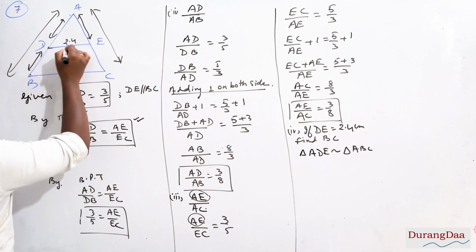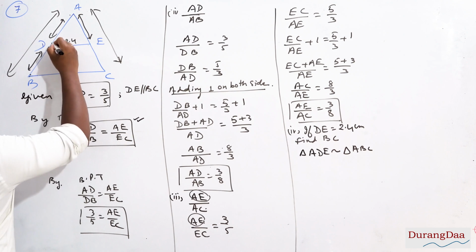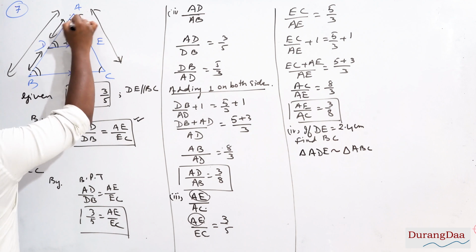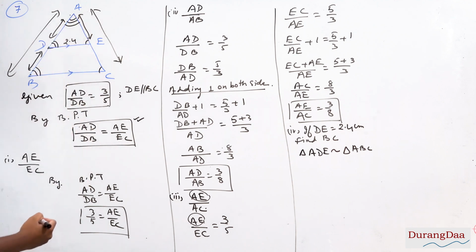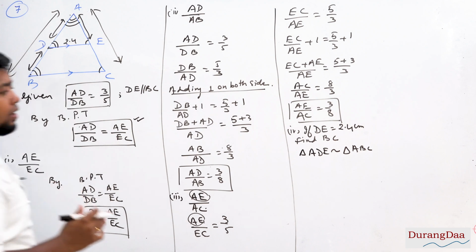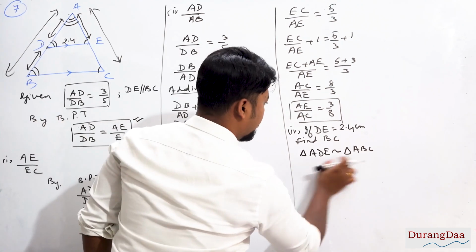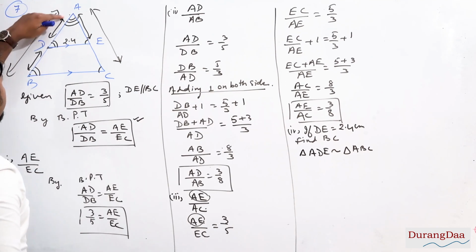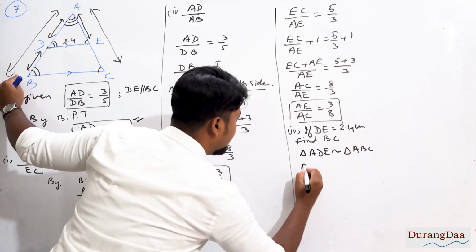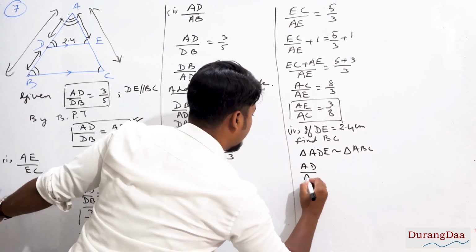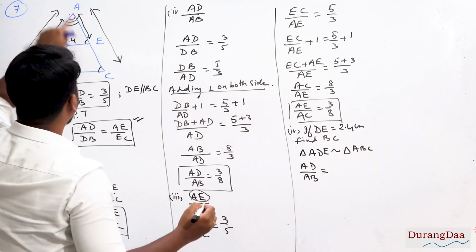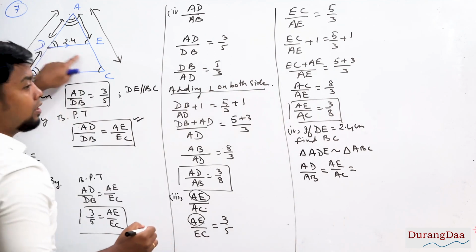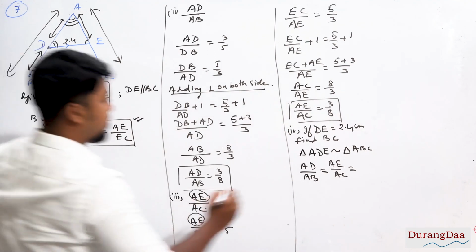Clearly we can see, because DE is parallel to BC, this angle would be equal to this angle, and angle A is common to both the triangles. So we got all the corresponding angles. Since this is the situation, both the triangles are similar, and we can just write down the ratios. AD by AB, those are the corresponding sides. AD by AB equals AE by AC. AE by AC equals, the required ratio, DE by BC.